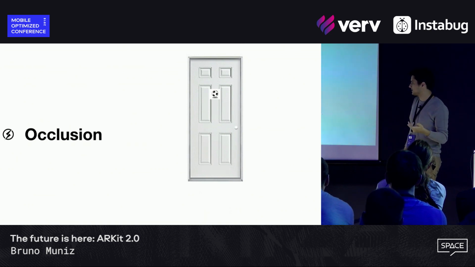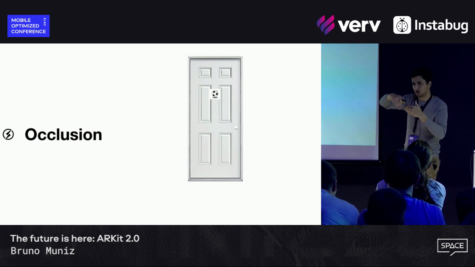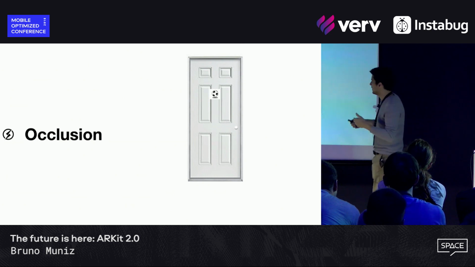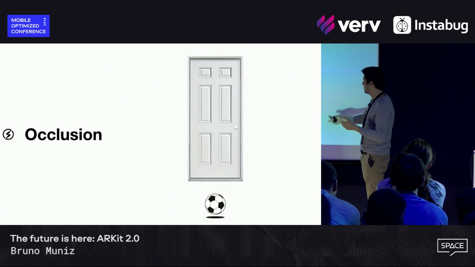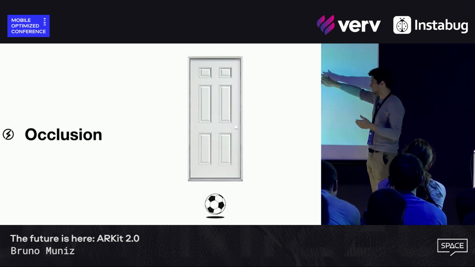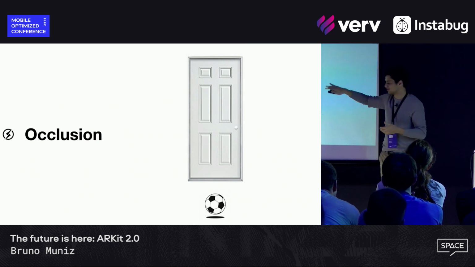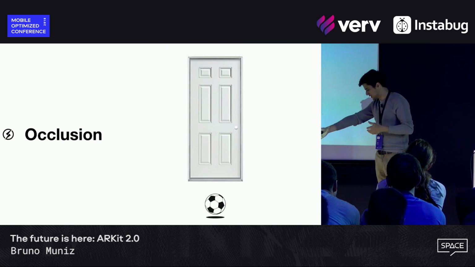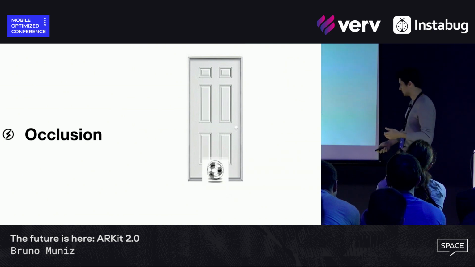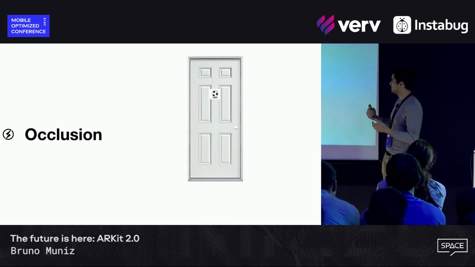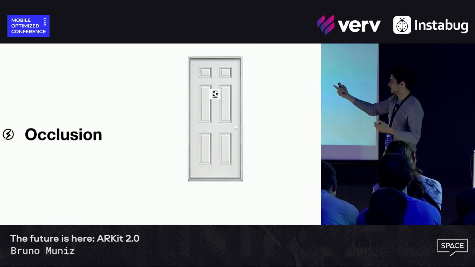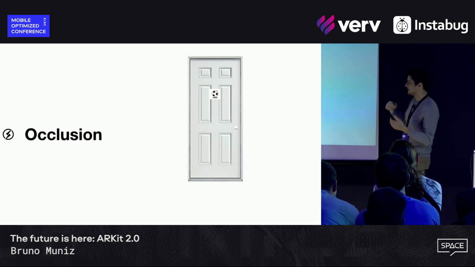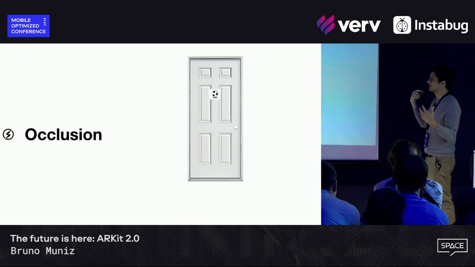Occlusion is the effect of an obstacle in augmented reality. For example, imagine that there is a door one or two meters away from you, and you kick the virtual ball. The ball should touch the door and come back, but the app hasn't detected the door yet.